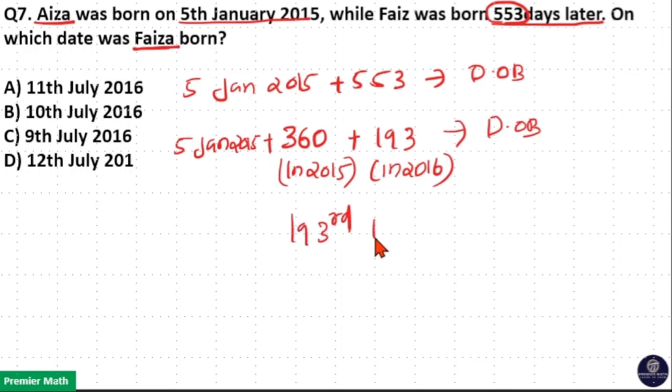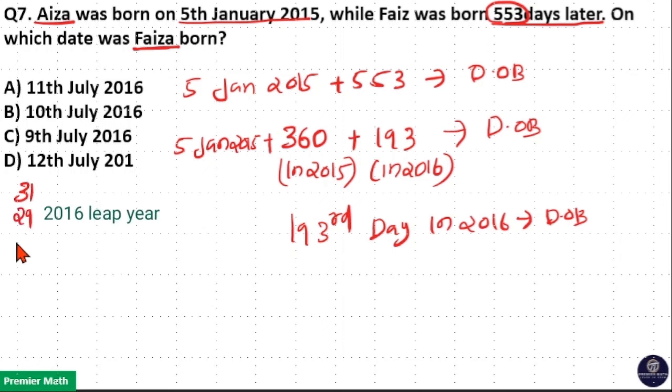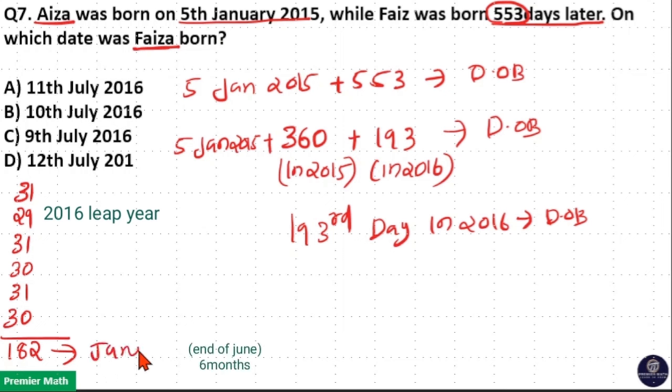The 193rd day in 2016 is the date of birth. 193 days means up to June, six months, around 180 days. So January 31, February 29, March 31, April 30, May 31, June 30. Six months would be 6 into 30, 180, but here 1 plus 1 is 2, so 182 days means the end of June, June 30.